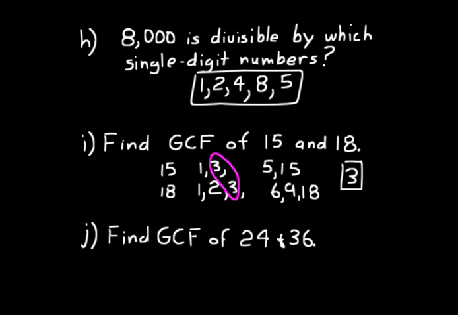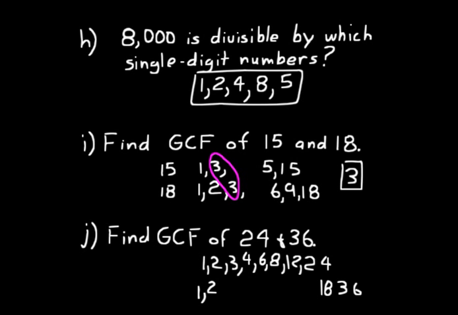Now 24 and 36. Let's just think of 24, we'll have 1 and 24, 2 and 12, 3 and 8, 4 and 6, and that's it. 36, we'll have 1 and 36, 2 and 18, 3 and 12, 4 and 9, and then just a 6. We don't have to say 6 and 6.